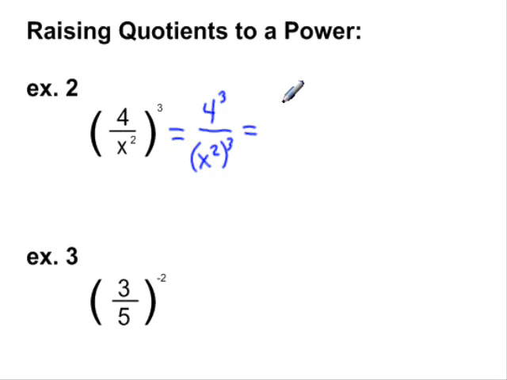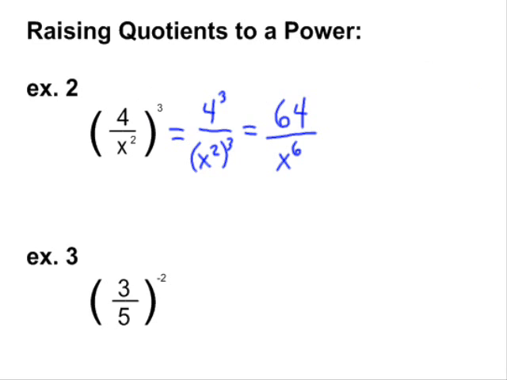4 to the 3rd power is 64. And on the bottom, since I'm now raising a power to the power, just like in the last video that we saw, that's going to be multiplication. So we'll do 2 times 3 is 6. And that is as simplified as we can make example 2. So when you've got a quotient that's being raised to an exponent on the outside of the parentheses, you're basically applying that exponent to everything that's inside on top and on bottom.